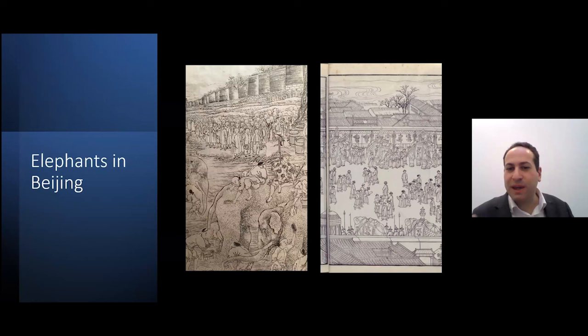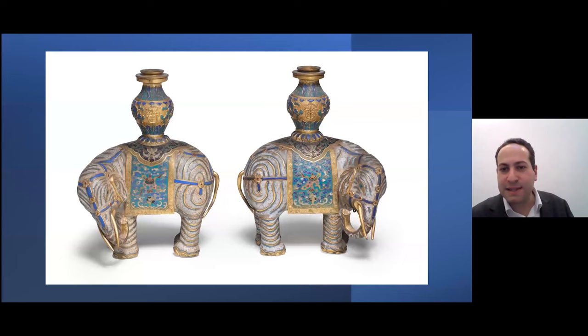And you often see them with vases because the word for vase is ping, which means harmony, and elephant is xiang. So to have a vase and elephant together is to have a sign of peace and harmony, Taiping Yongxiang. So it was a very auspicious omen. But elephants were very much part of the scene in Beijing, and people took time to look at them.